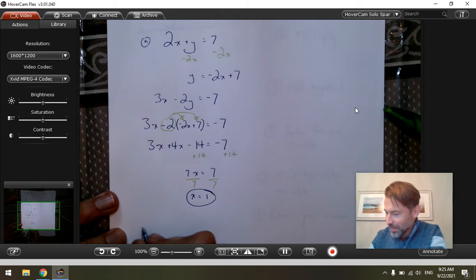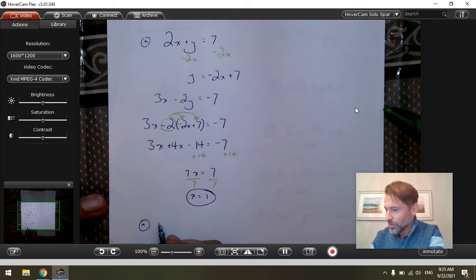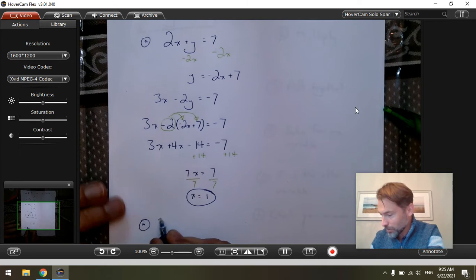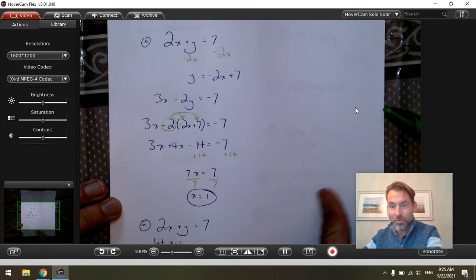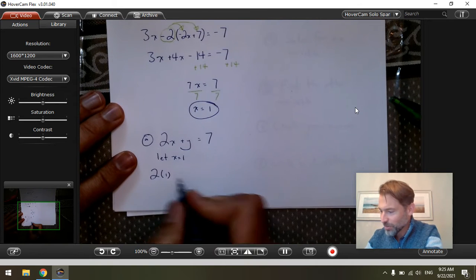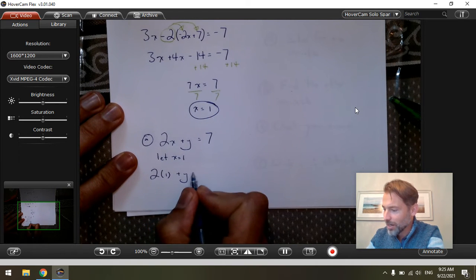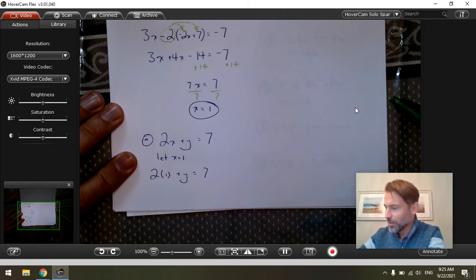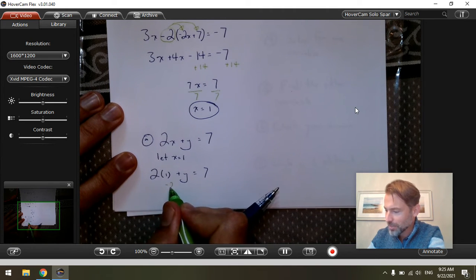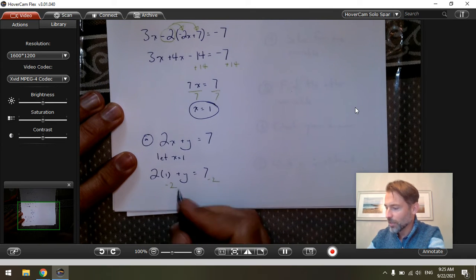Okay? So A. All right? 2x plus y equals 7. 2 multiplied by x plus y equals 7. x is equal to 1, so I can say let x equal 1 here, sure. And then I have 2 multiplied by 1 plus y is equal to 7. 2 plus something equals 7. Something must be 5. Okay, subtract 2 from both sides, and I get y equals 5.